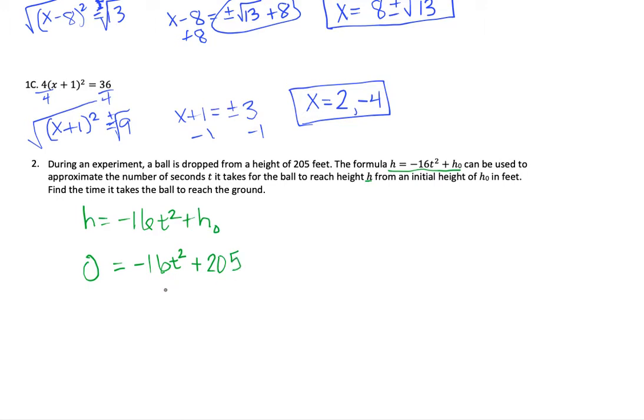The last thing we need to do, well, not the last thing, but we need to put it in the x squared equals n form. So to do that with positive numbers, we can just add that 16t squared to this side. So it's going to look like 16t squared equals 205. Now let's start solving. Let's divide by 16.